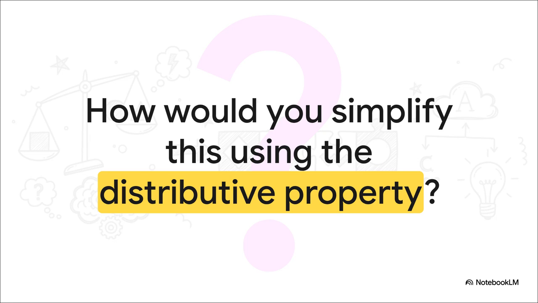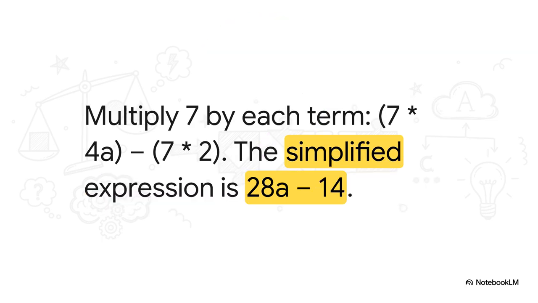All right, your turn. Take a look at this expression, 7 times the quantity 4a minus 2. Using that distributive property we just talked about, how would you start to simplify this? What's that very first step? Yep, you got it. We distribute that 7 to each term inside those parentheses.